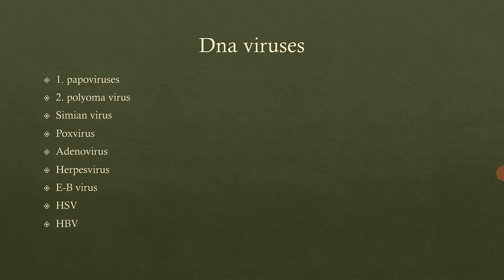Then HSV, the herpes simplex virus. This HSV can cause, again, uterine cervix cancer, and also Kaposi's sarcoma. Then the last one is HBV, that is the hepatitis B virus. Hepatitis B virus is responsible for causing hepatocellular carcinoma. So this is the classification of DNA oncogenic viruses.